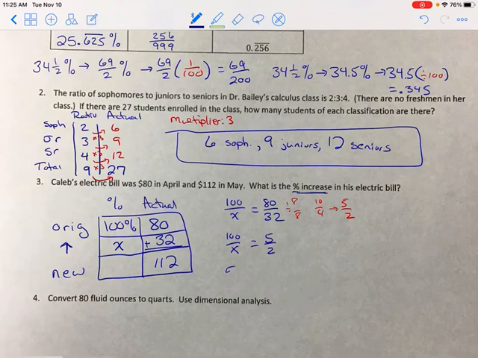All right, so if I cross multiply, I get 5x equals 200. Divide by 5, and I get x equals 40. So remember, this is already a percent, so this would represent a 40% increase in the electric bill.